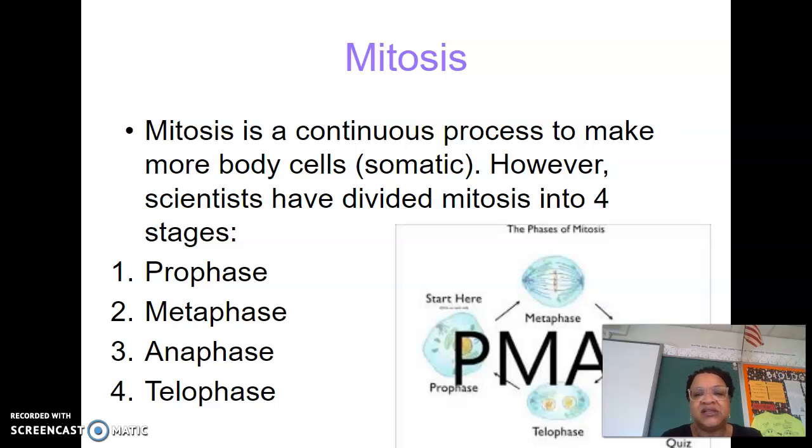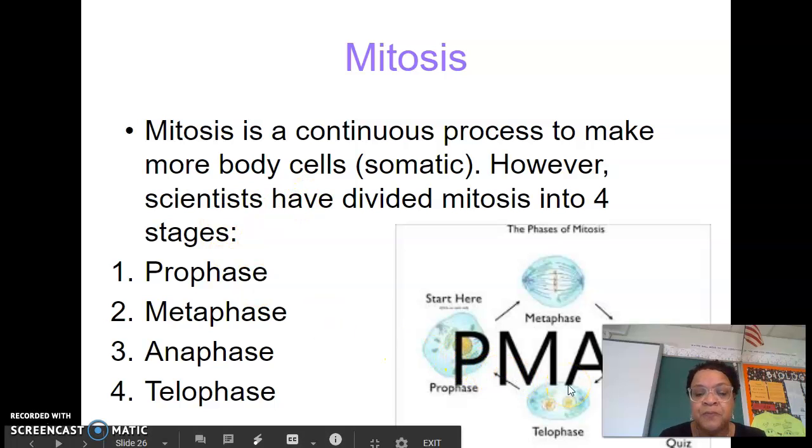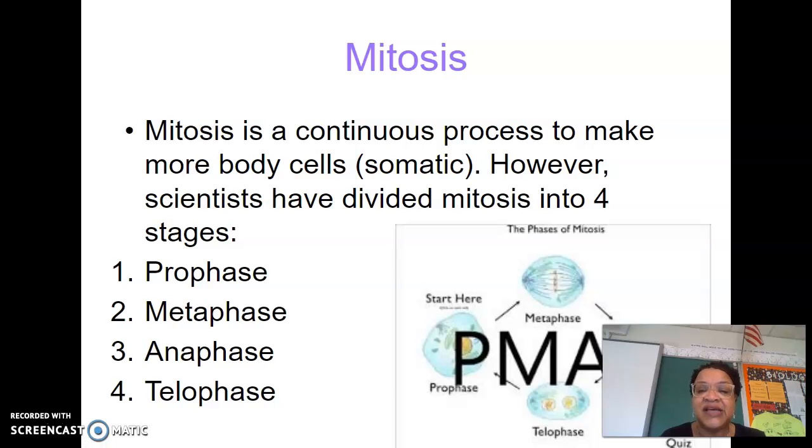So mitosis is a continuous process to make more body cells. The body cells are called somatic cells. They have four subphases: prophase, metaphase, anaphase, telophase. If you want to remember the phases in order for mitosis, you can remember PMAT. If you want to remember the phases in order for the entire cell cycle, write this down. I promised Mom a telephone call.